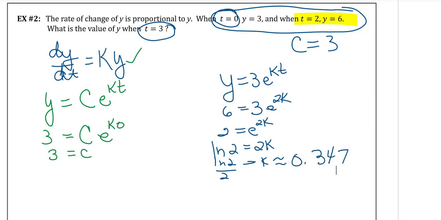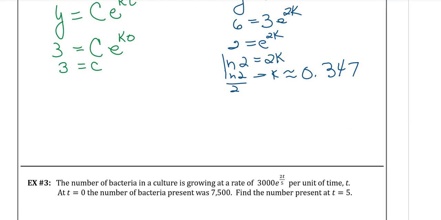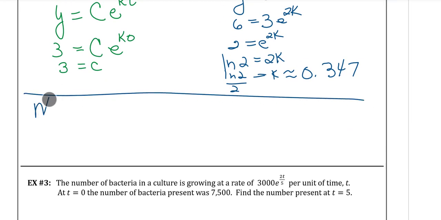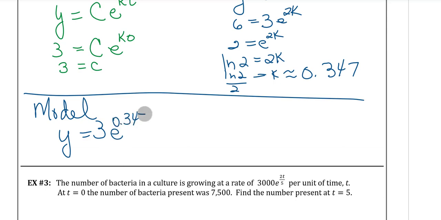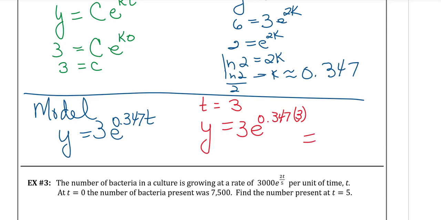So now we have a real model here. So here is our complete model that we can use. So we have y equals 3e to the 0.347t. Now we want to know what happens when t equals 3. So we're going to substitute 3 in our model. Obviously, you have a calculator for this, and you would get 8.486. Sorry, I can't read my own numbers. I'm writing them down in the wrong order.